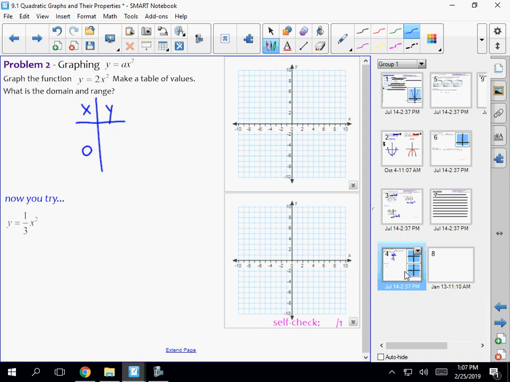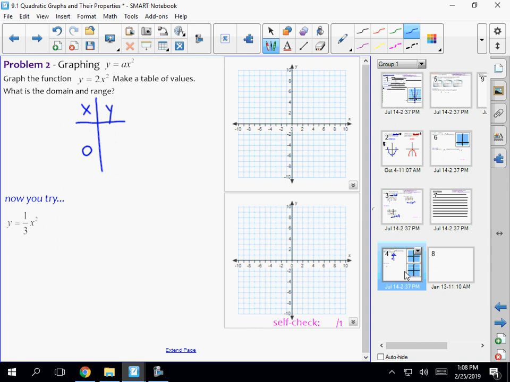I'm going to have you pick one value to the left of the vertex and one value to the right. Eventually we'll learn that if we can get the vertex and just one other point, like the y-intercept, because of the symmetry, that's enough to graph a parabola. So you can graph a parabola with just 2 points if you know what they look like generally.